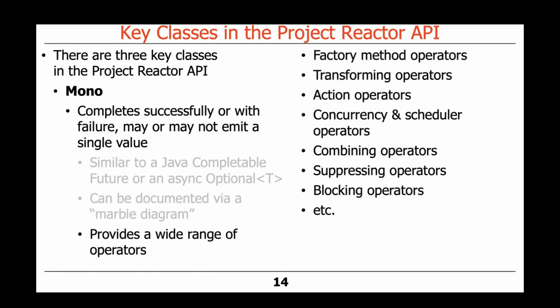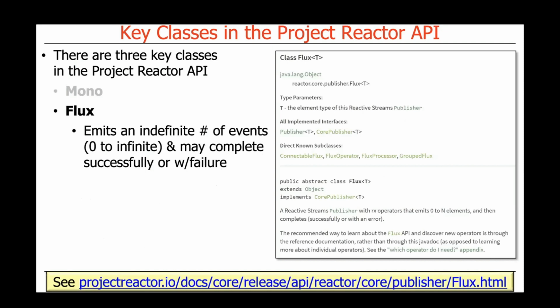There are many, many operators on Monos. There are ways to make them through factory methods. There are ways to transform them. There are ways to do things that involve debugging or logging, which are called action operators that have side effects. There are concurrency and scheduler operators that can be used to run them in pools of threads. There are ways to combine Monos together. There are ways to take the output of a Mono and suppress it, so you just know whether it succeeded or failed, but you don't actually get the value. There are operators for blocking, waiting until the computations are done that may be running in a background thread, and so on and so forth.